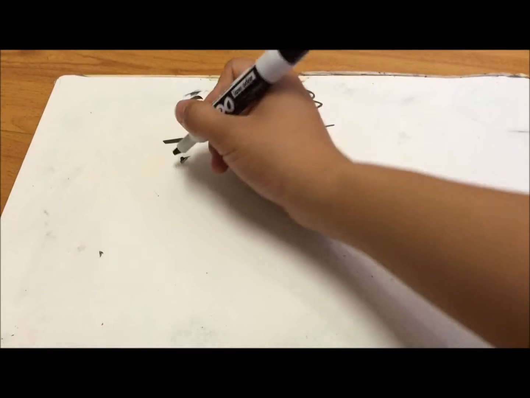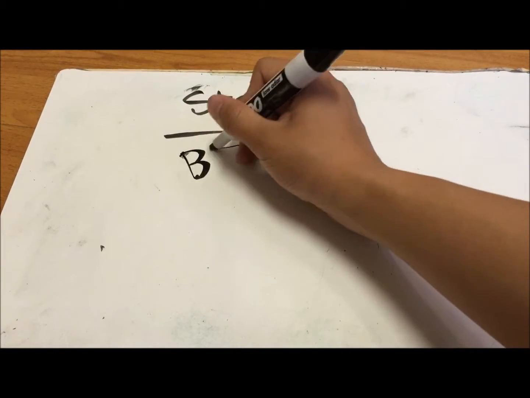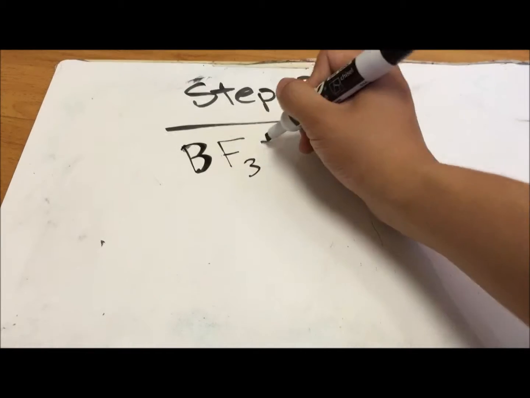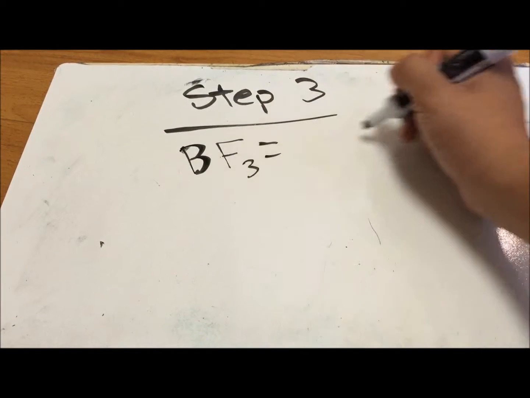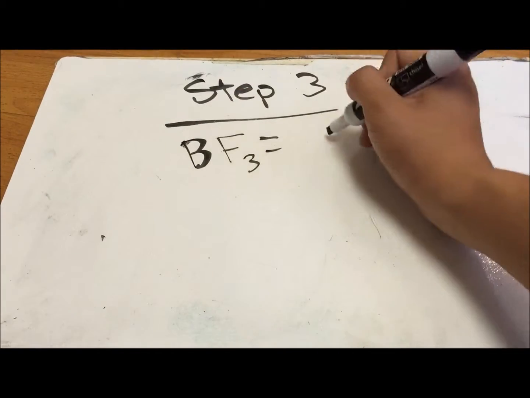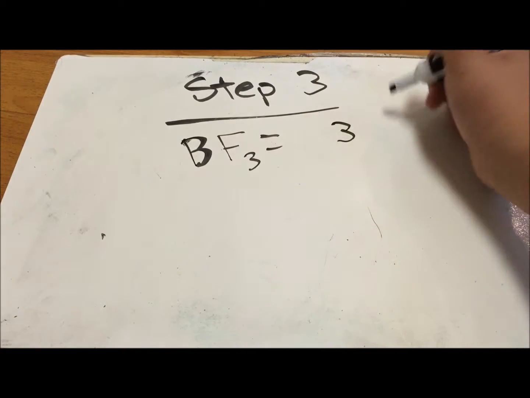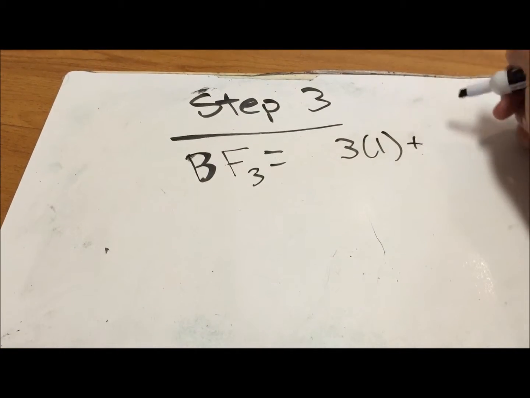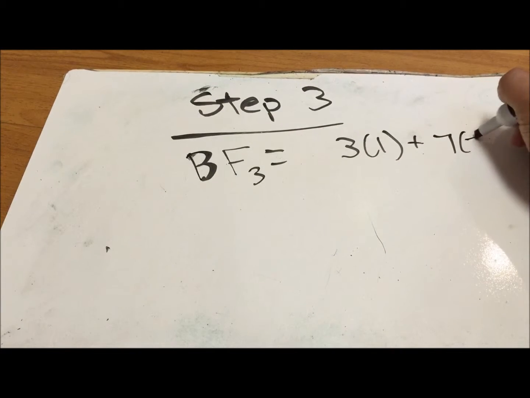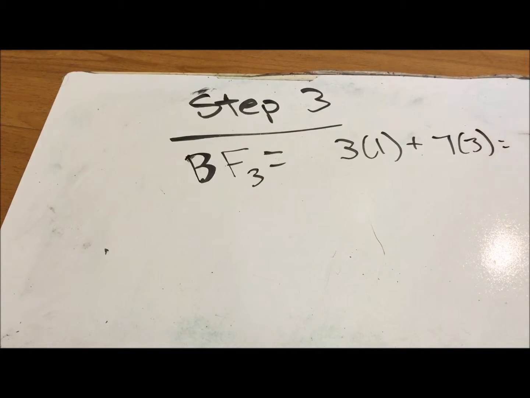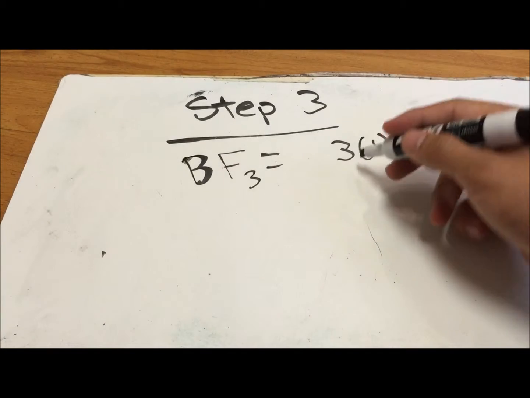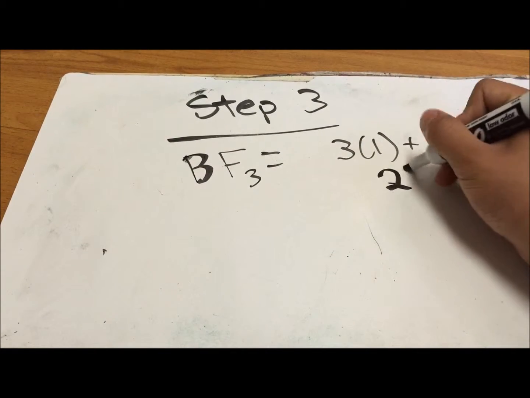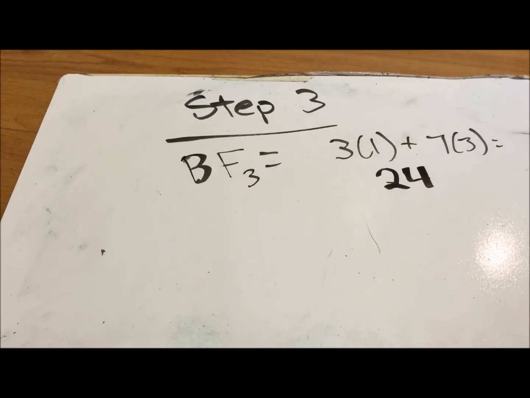Now, we're going to do another molecule, BF3. First off, we're going to count how many valence electrons this molecule has. Boron has a total of 3 valence electrons, and there's only one. Then we're going to add fluorine. Fluorine has 7 valence electrons, and there's 3 of them. So 3 times 1 is 3, plus 7 times 3 is 21. So we have a total of 24 valence electrons in this molecule.